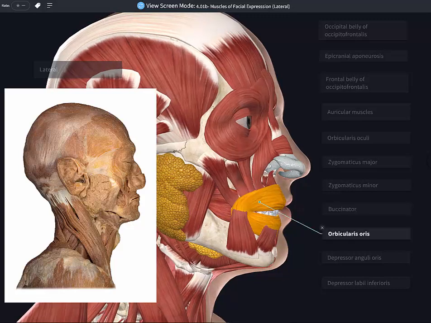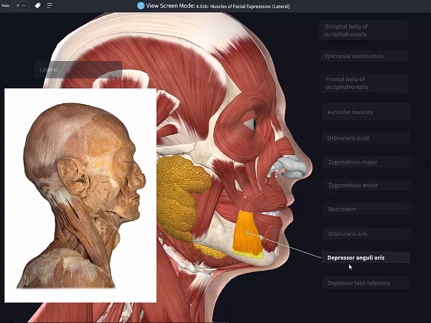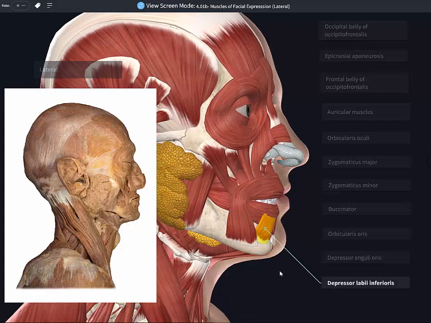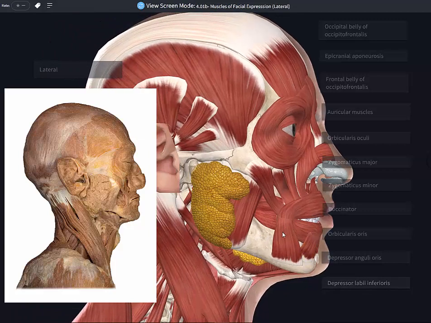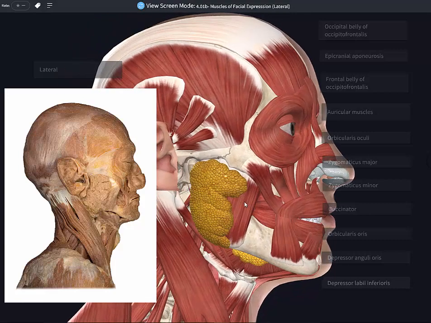You have the sphincter around the mouth named Orbicularis oris, the depressor of the lower lip, depressor anguli oris, the depressor of the angle of the mouth, and this is the depressor of the lower lip, the depressor labii inferioris. If we move this a little bit further over here, I can also see a muscle, which we're going to deal with actually in the next segment, but this large muscle here is the so-called masseter.